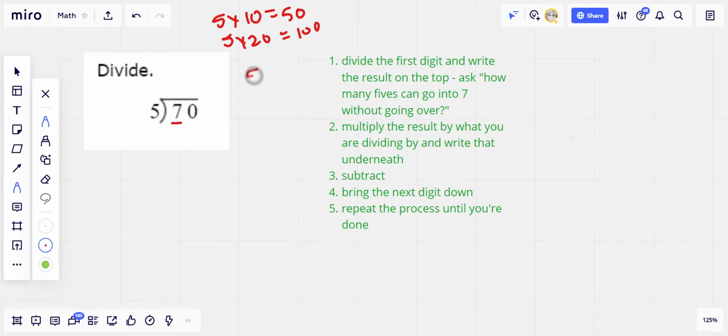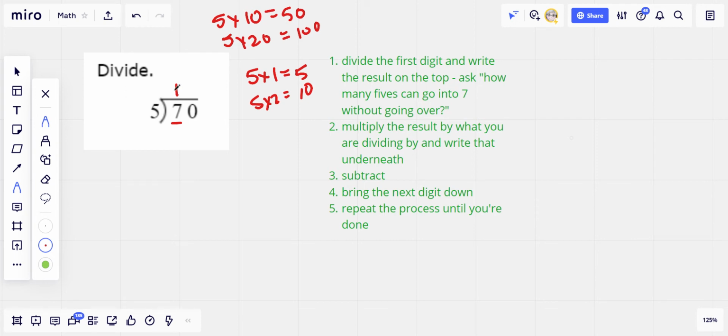And you might actually even do this. You might list some of the multiples of 5. So 5 times 1 equals 5. 5 times 2 equals 10. And actually we can stop there because we're already bigger than 7. And the rule is you want to choose the multiple of 5 that is as close to that number but doesn't go over it. So for us, that's 1. Only one 5 can fit into 7. Okay, so I put a 1 up there.